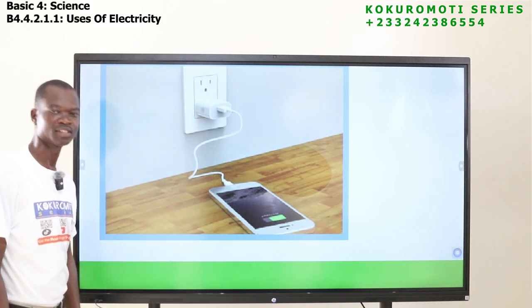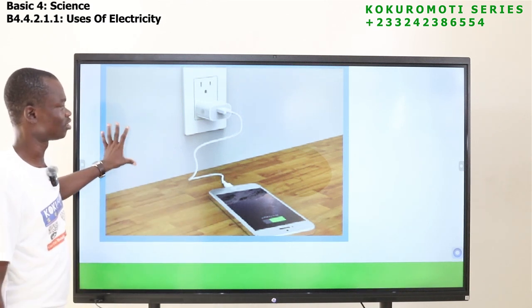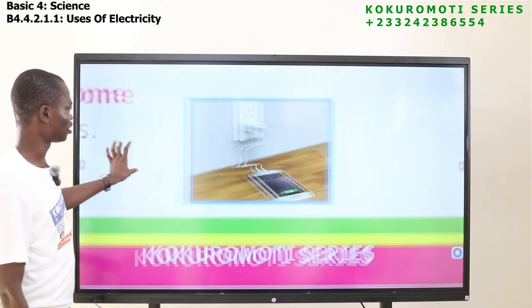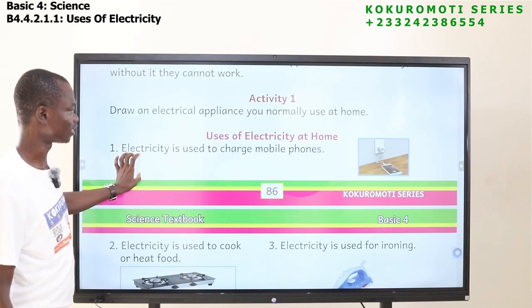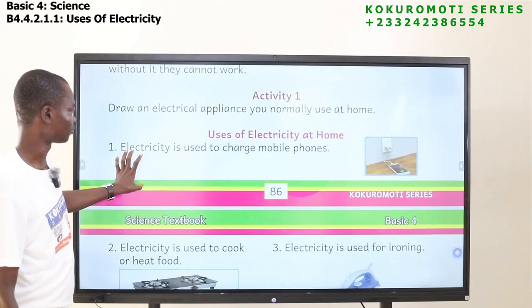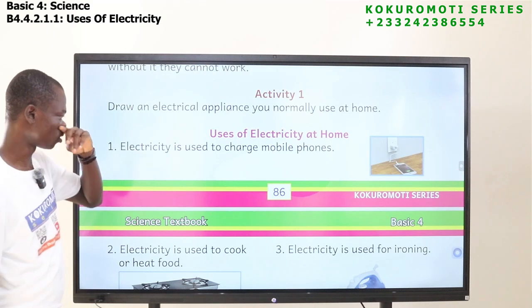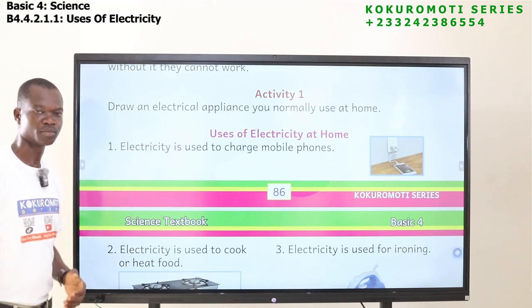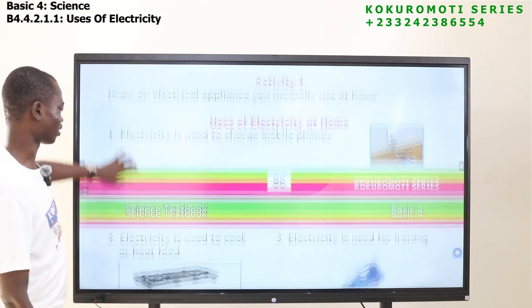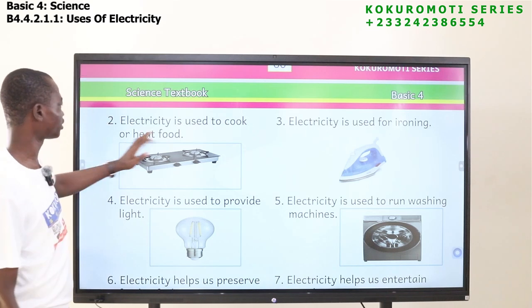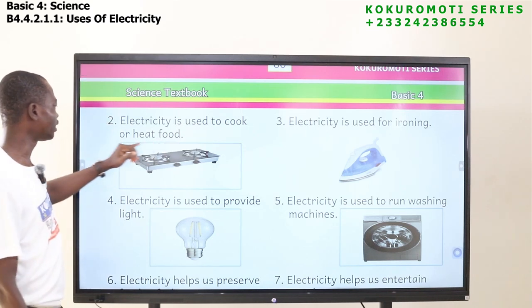Your parents, they use electricity. If you have a phone, what do you use to charge it? You use electricity. So the energy the phone needs comes from where? Electricity. Okay. The next one is electricity is used to cook or heat food.